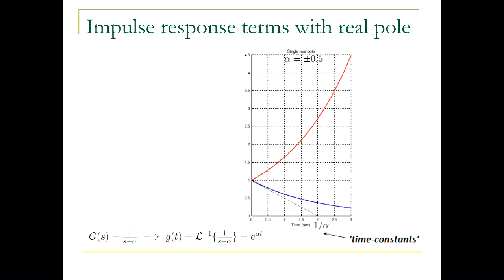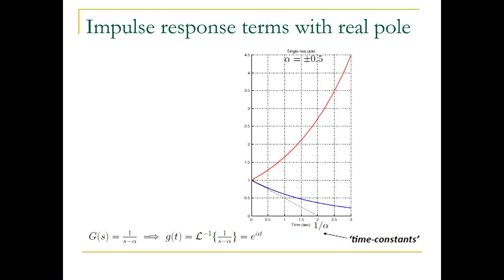What happens when alpha is equal to 0? You get a transfer function which is 1 over s. It has a single pole at 0. That corresponds just to this response, because alpha is 0, e to the 0 is 1, so you would get just this. I would call such a system a marginally stable system.